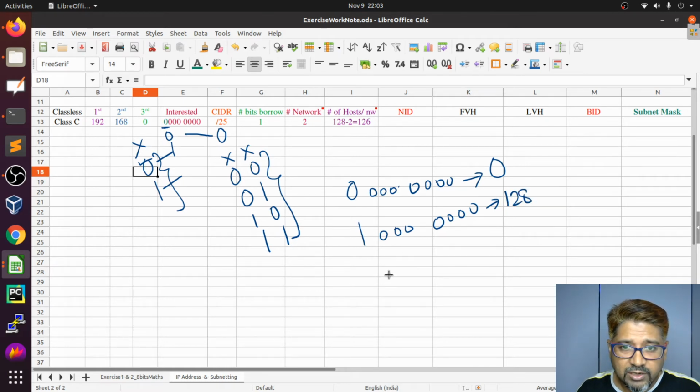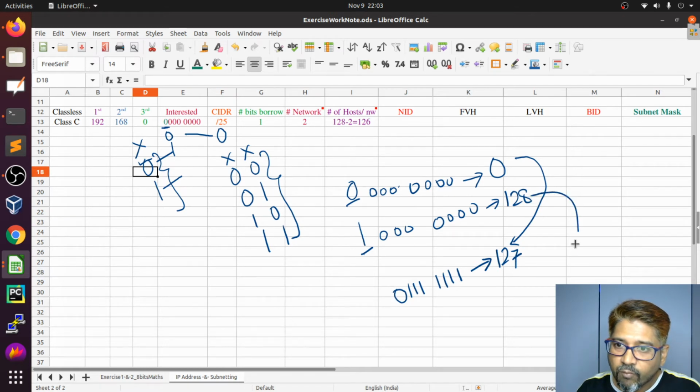Same way for broadcast we already studied. All the ones mean the last IP, the last host. So all the 7 host bits are going to be 1, and with these two positions you get the broadcast. First will be this, which gives you the first broadcast. This 127 is the broadcast IP, and the same way for the second network it will give you 1 and keep all the host bits as 1.